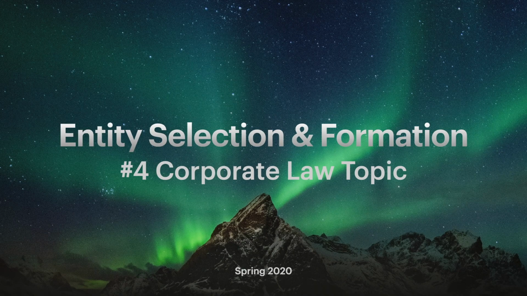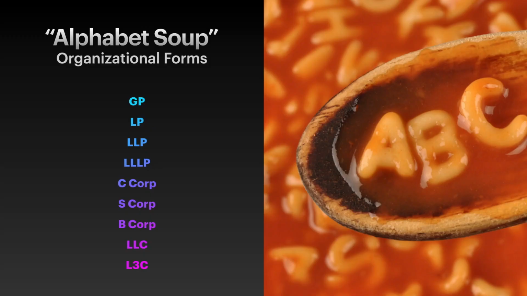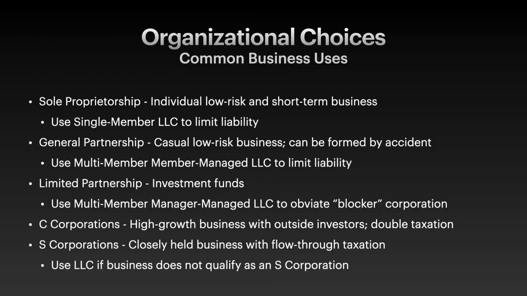Entity selection and formation has to deal with the alphabet soup, the myriad of organizational forms and choices you might have when determining what type of corporation to create. They are general partnerships, limited liability partnerships, limited partnerships, C corporations, S corporations, benefit corporations, limited liability companies, low profit limited liability companies, and more. So how do you decide from this myriad alphabet soup what type of entity is best for your client? Here are some guidelines as to the common business uses and a few suggestions here.